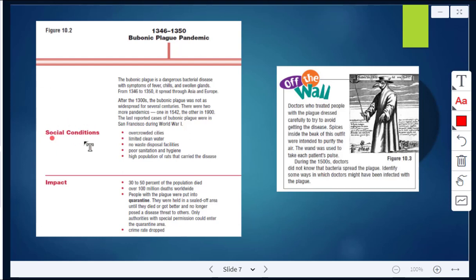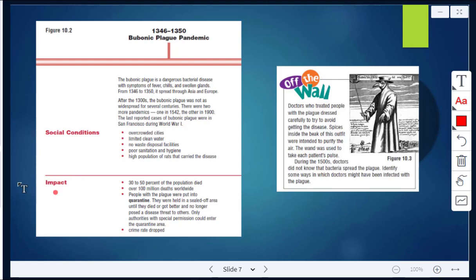So the social conditions during this bubonic plague pandemic: there were overcrowded cities, a limited amount of clean water, no waste disposal facilities, poor sanitation and hygiene, and there was a high population of rats that carried the disease.